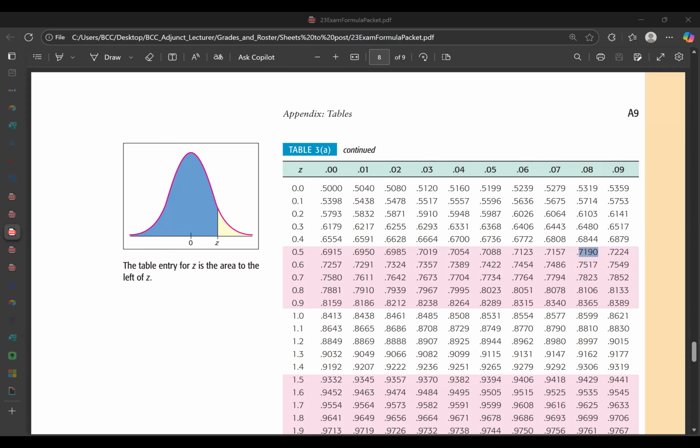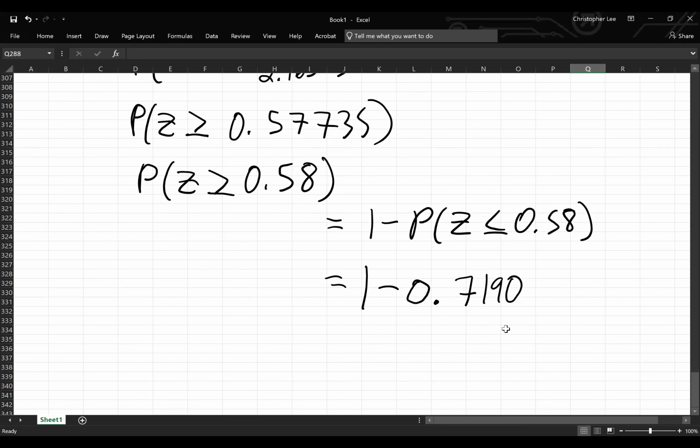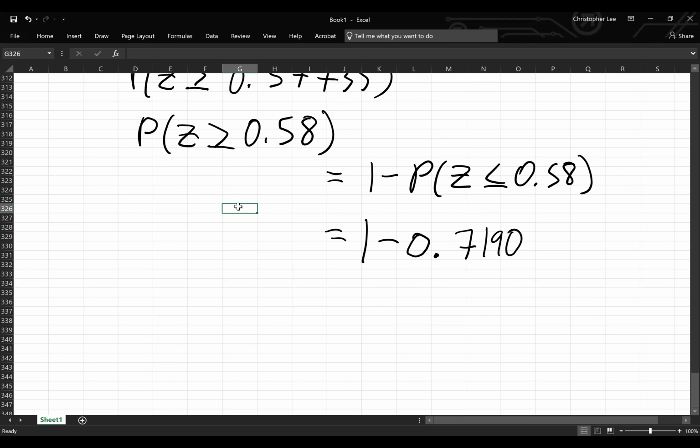What is it again? 0.7190, right? Now we're going to do P times 0.7190. Well, now we just do a little subtraction. Nothing crazy. Can I just plug that decimal back in? Yeah, that's it. So this is 0.281. This looks a lot closer than what we got before.